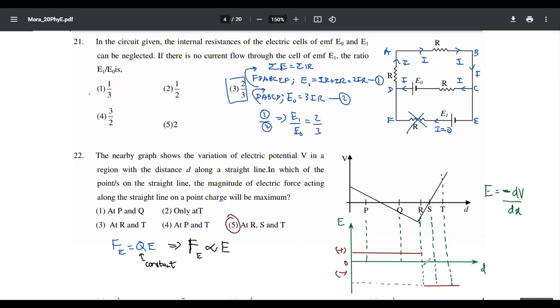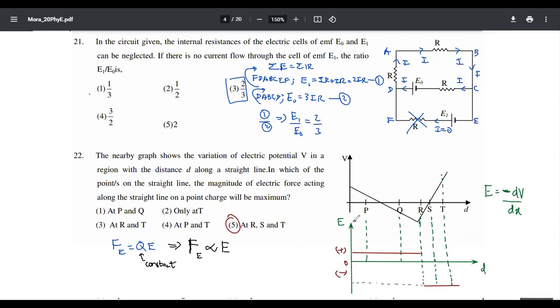At R, S, T. At all those points, E is constant and high value. Not only R or T, R, S, T everywhere. Now at S, V is 0, but that doesn't mean electric field intensity is 0. You can't say that. Now this is a negative value, and here a positive value.